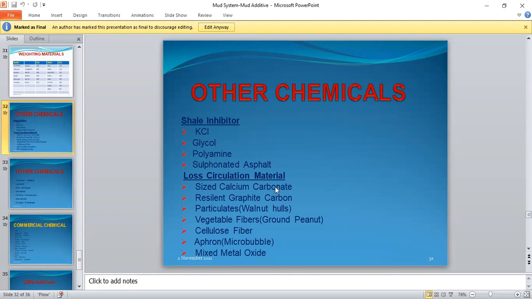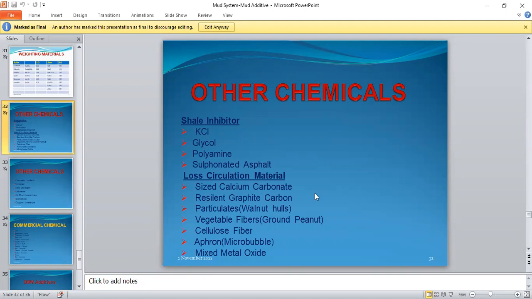Then we have other mud chemical additives, lost circulation materials. When you are drilling and your mud is entering your formation, you will add these things so that your mud will stop entering the formation, or you will control it so that it will stop entering the formation.